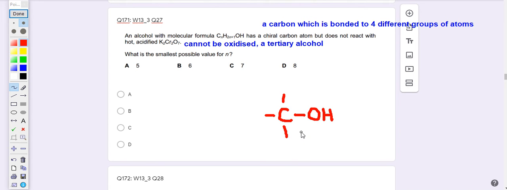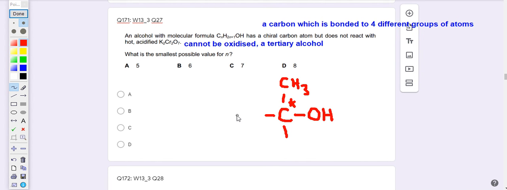It cannot be bonded to H, because if it is bonded to H, it could be a primary or secondary alcohol. Now they say tertiary alcohol. So if it is a tertiary alcohol, one of them can be bonded to CH3. I want this carbon to be the chiral center, meaning it must be bonded to 4 different groups of atoms. So this is OH, and here I have CH3.